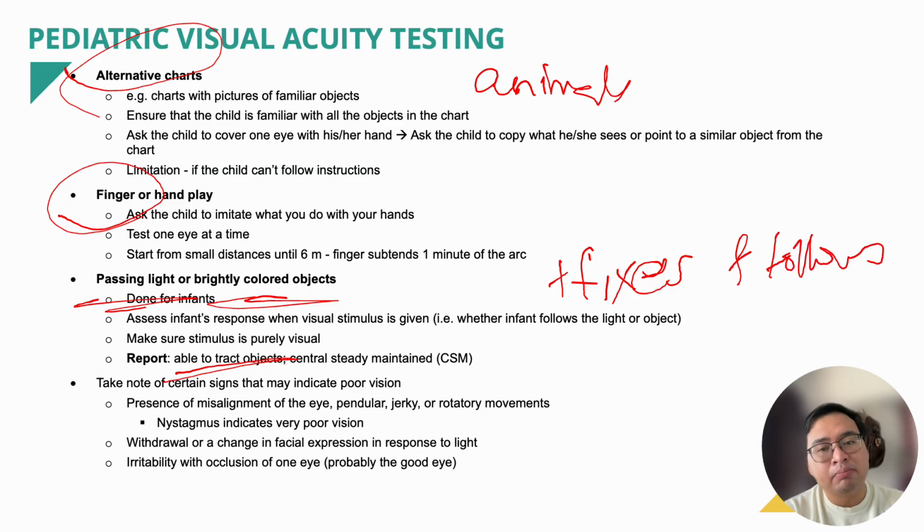Pag tinititigan naman ng baby, yung pinapakita mong gamit, yung either liwanag o yung bright object, you could write central steady gaze maintained. Right? So what are the signs that the infant has poor vision? You could possibly note nystagmus. Nystagmus, there could also be misalignment of the eyes. Okay?